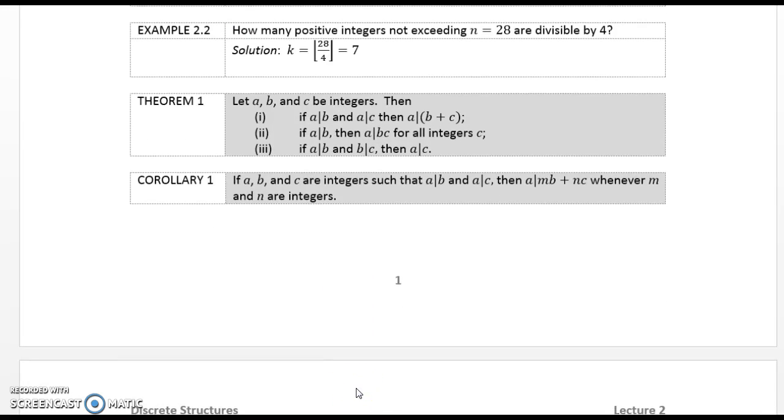Example 2.2. How many positive integers not exceeding n equal 28 are divisible by 4? Solution. Find the floor of 28 divided by 4, which is 7.